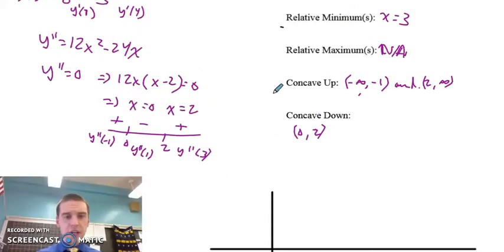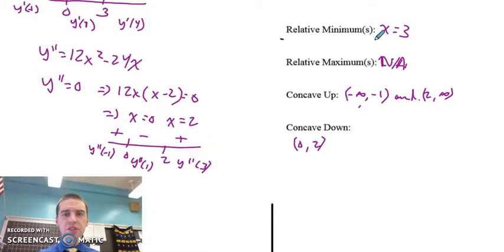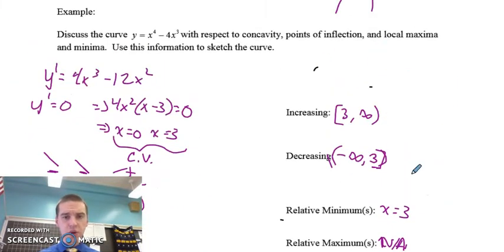Let's get better axes. And so when we graph this, the one thing that we do need to look at is, it says relative min right here. Well, what is our actual point? And so if we were to plug it in, we'd get 3 to the 4th minus 4 times 3 cubed. And we're actually going to get -27. So our relative min's at 3, negative 27.